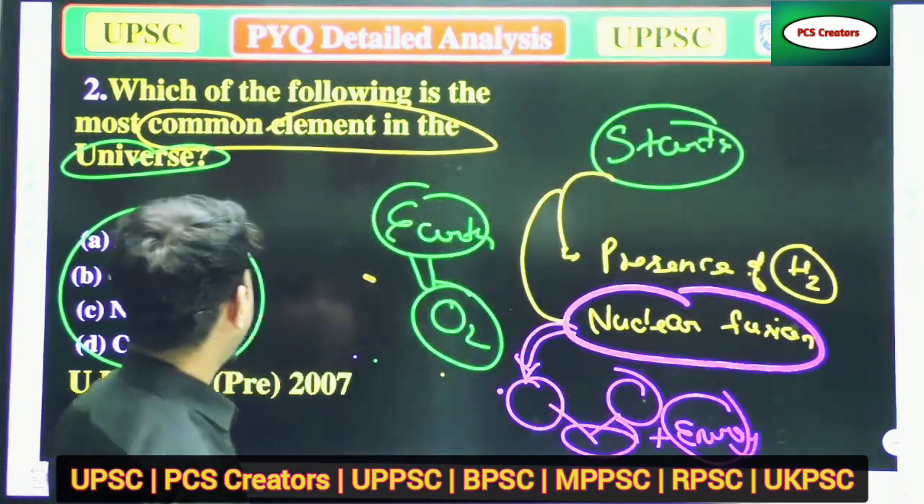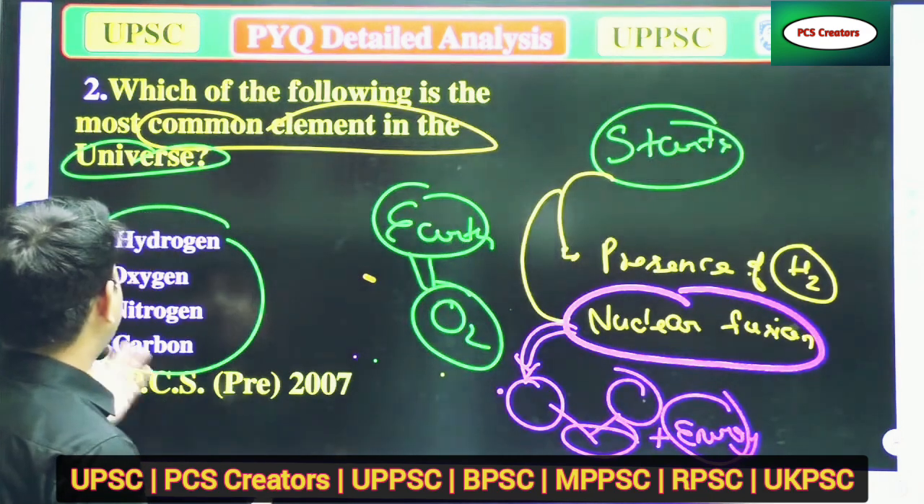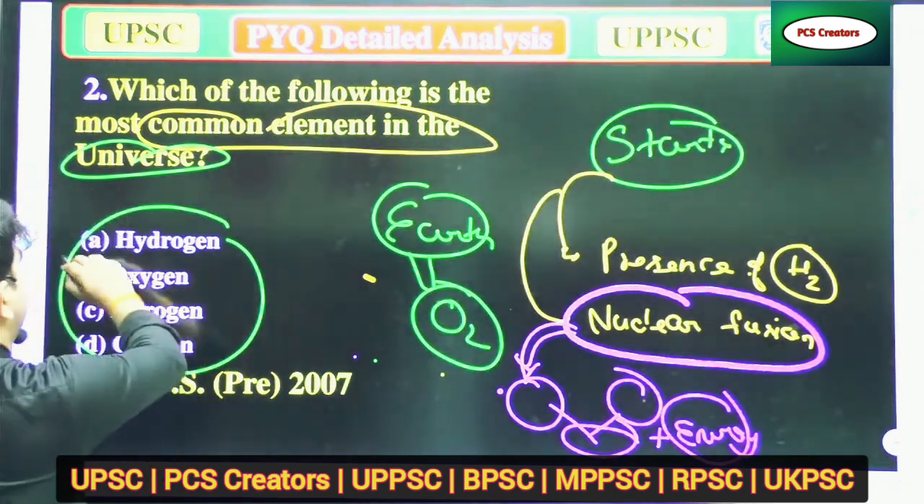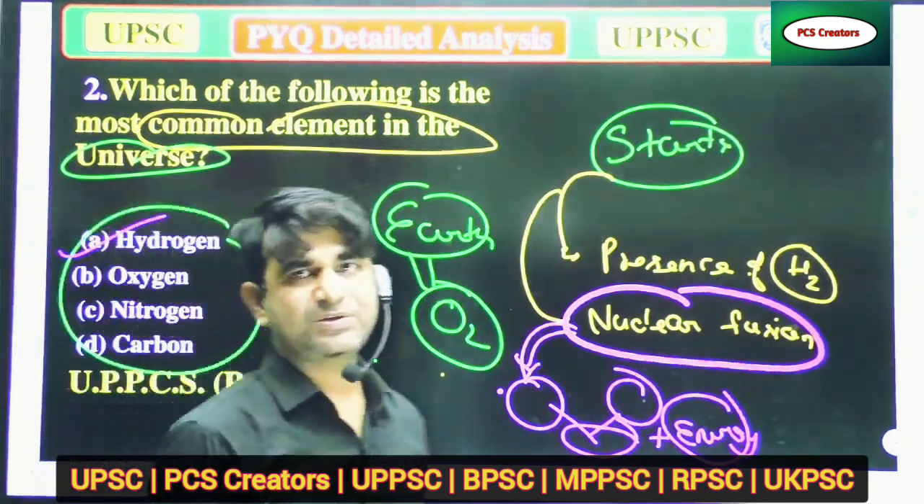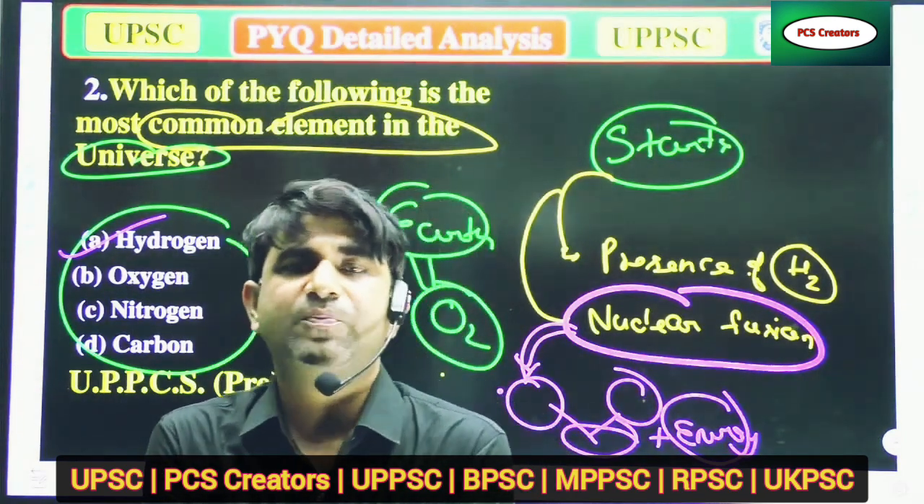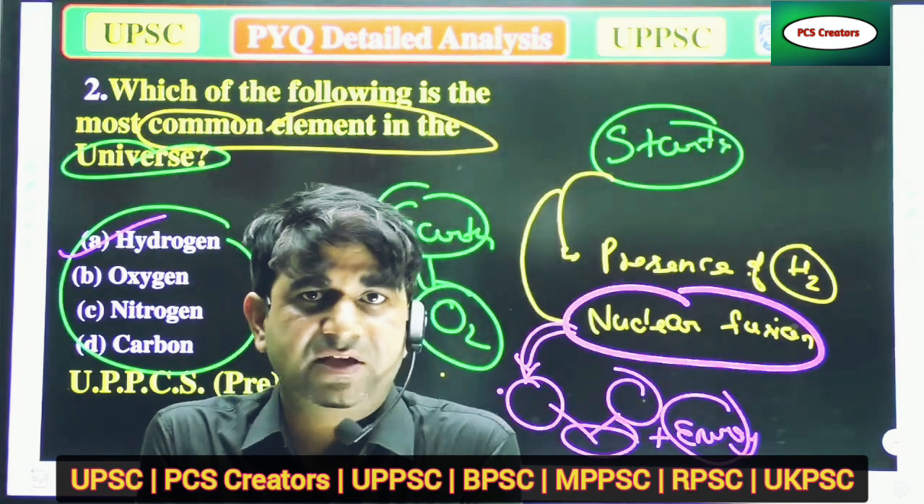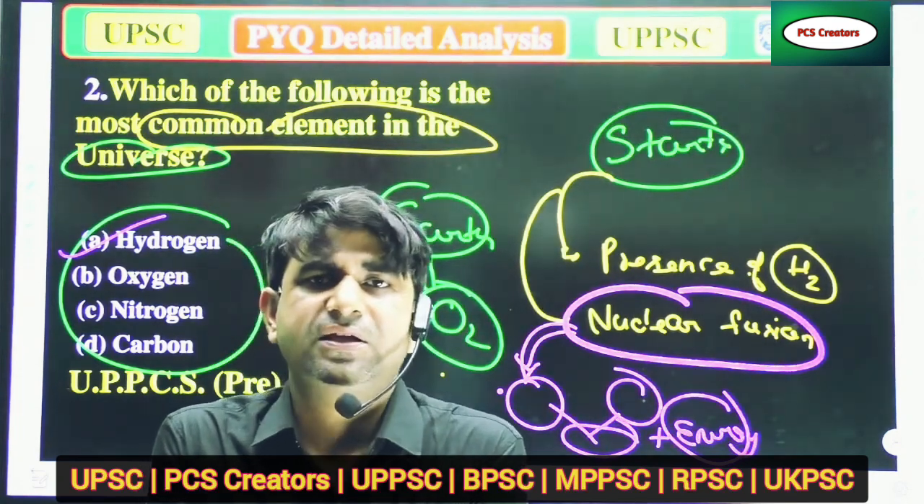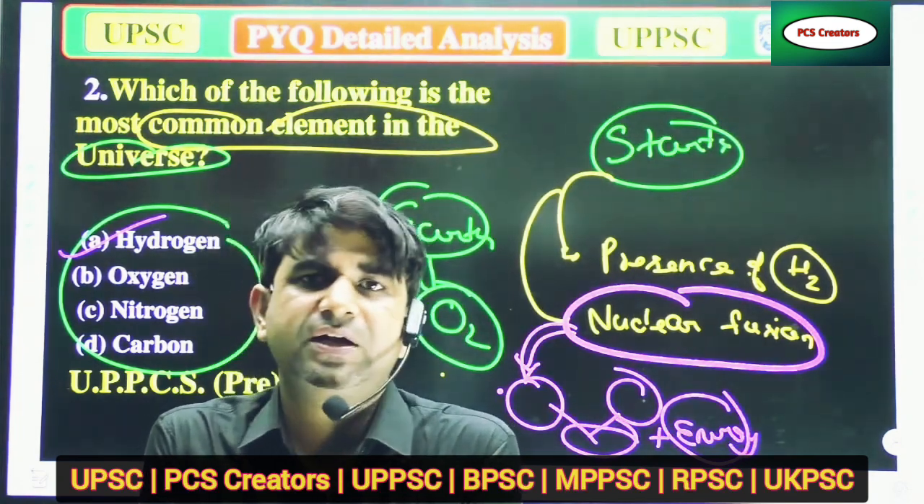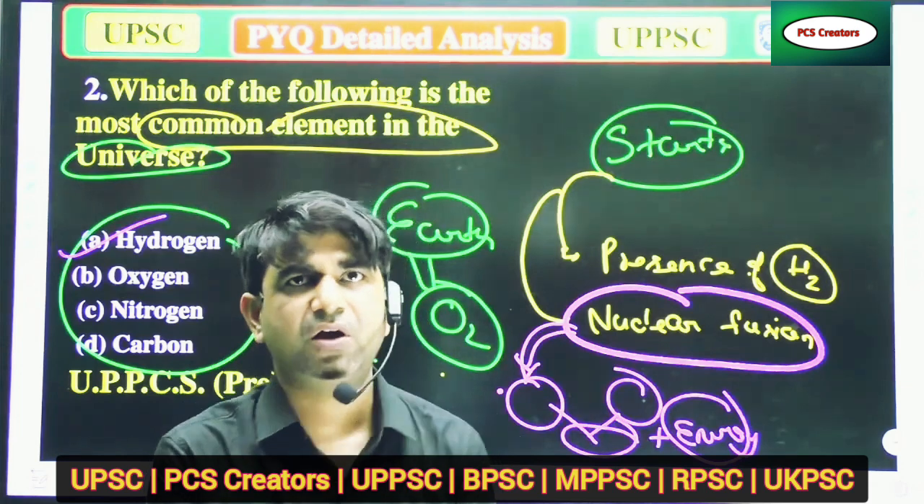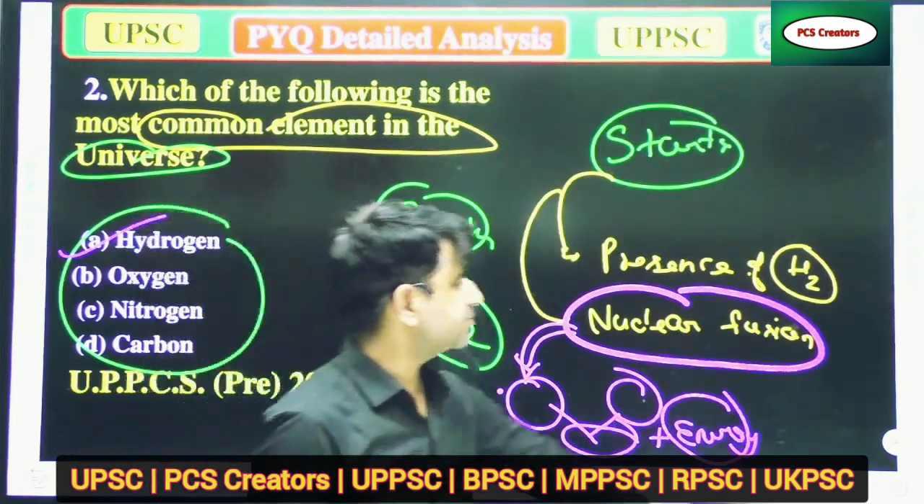So now we'll move to the next question. So our answer is hydrogen, because the maximum part of our universe is made up of stars, and stars have mainly hydrogen. So we can say in the universe the most abundant element will be hydrogen. Now we'll move to the next question.